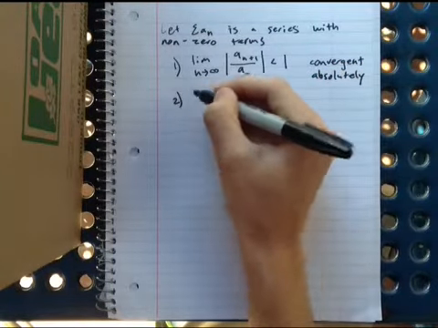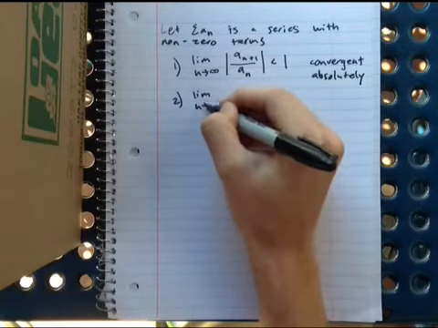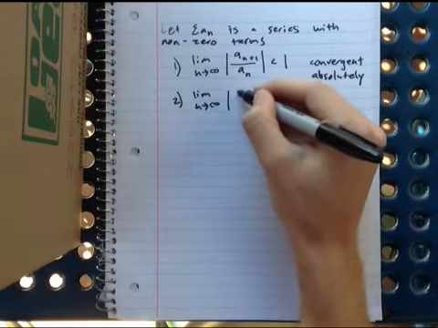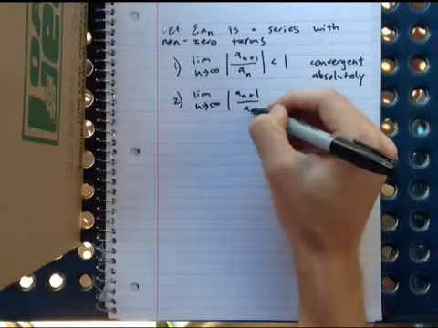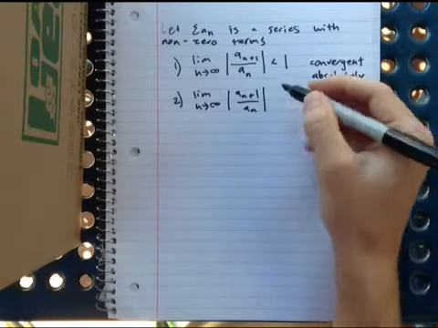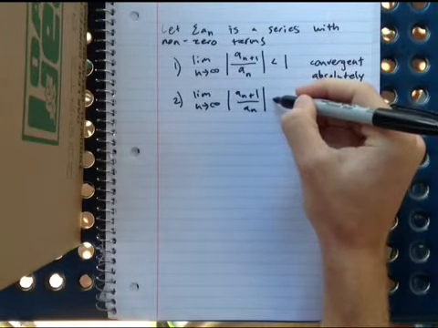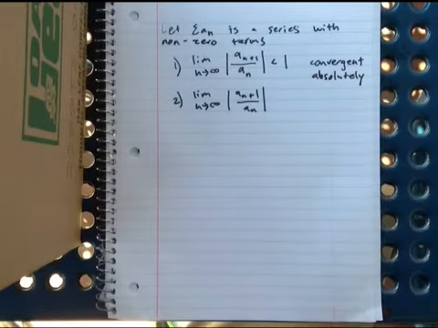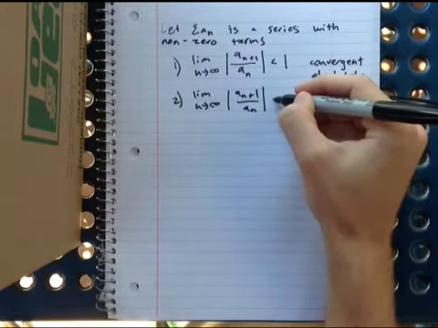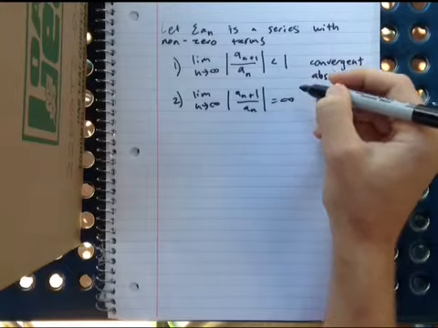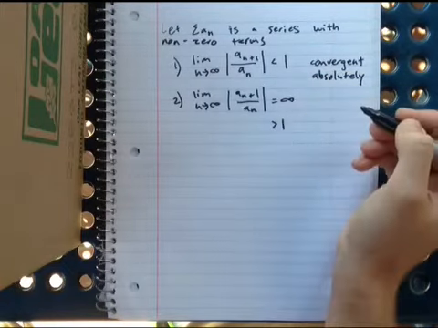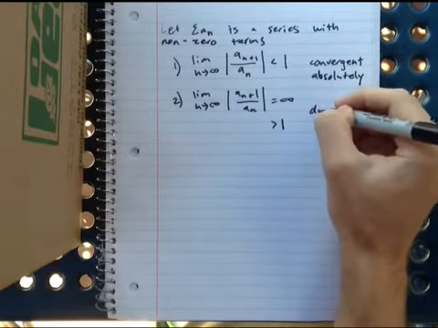The second option is that when you apply the ratio test, you get the limit as n goes to infinity of the absolute value of a sub n plus 1 over a sub n equals infinity or is greater than 1. In either one of these cases, the series will diverge.